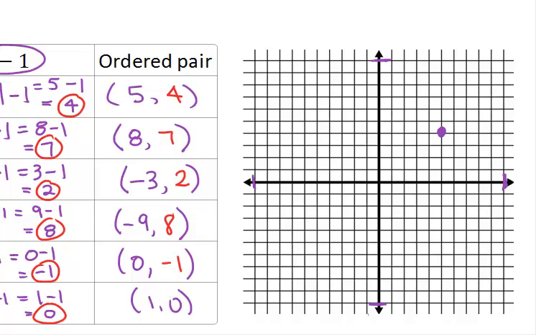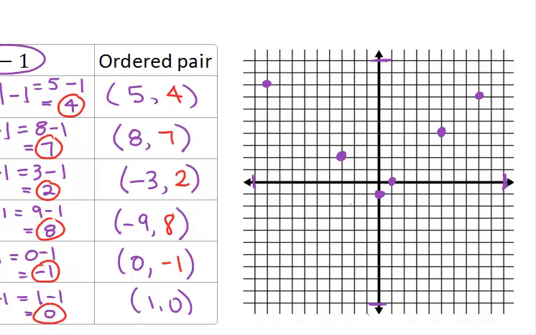Then I have (8, 7), (-3, 2), (-9, 8), and some other points are (0, -1) and (1, 0). Now, I'm pretty familiar with what these graphs look like, so I know what this graph is going to end up looking like. If this is not enough points for you, then maybe you need to plug in some more points to figure out what the graph looks like.